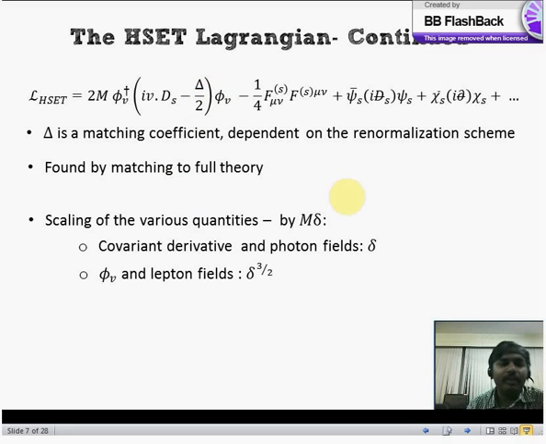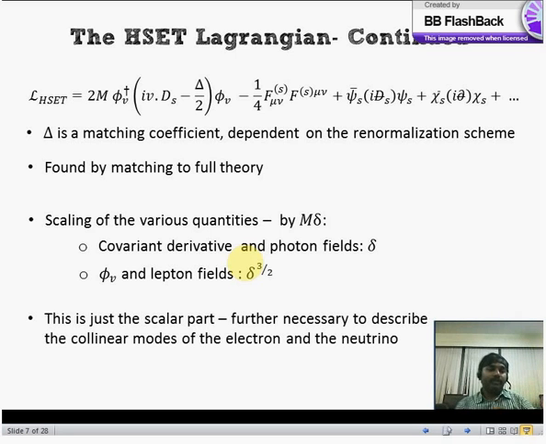It's also worthwhile to note the scaling of the various quantities. The scaling of the various quantities is just given by this kinetic term. The D_s obviously just scales as delta. The covariant derivative and the photon fields just scale as delta, and if this scales as delta, this whole thing must scale as delta to the power of 3/2, because the whole thing must scale as delta to the power 4. And that settles the scaling of phi v. This, however, is just the scalar part.